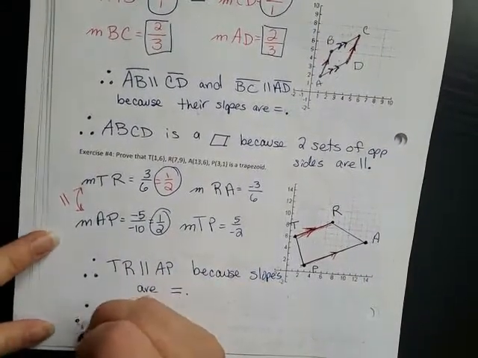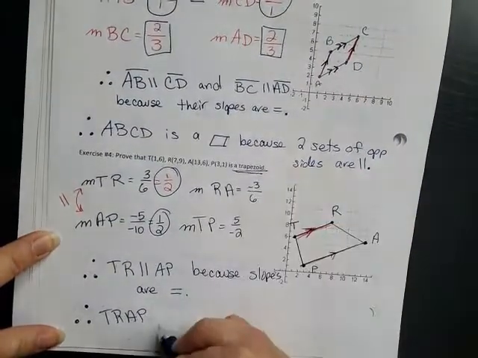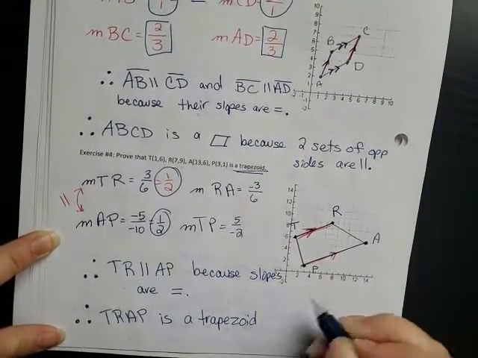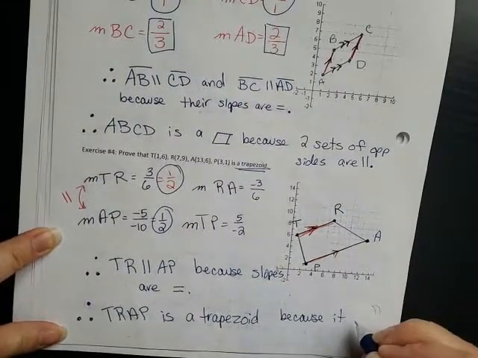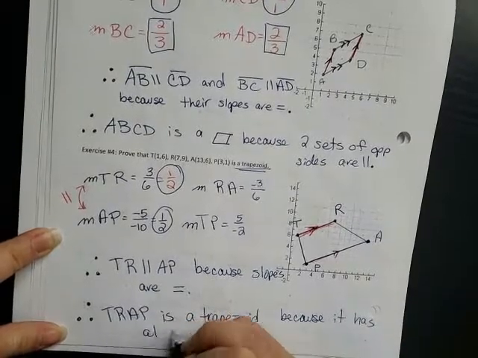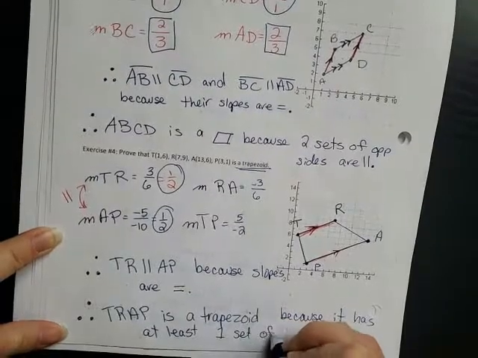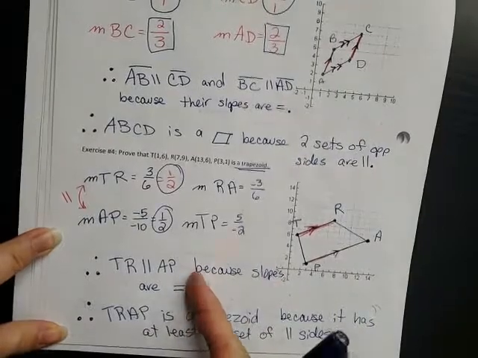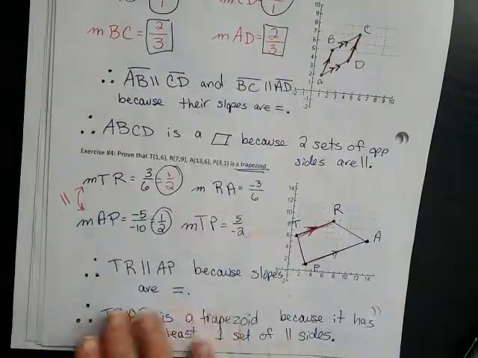And then we can make a final conclusion. TRAP is a trapezoid because it has at least one set of parallel sides. And which sides do you ask? The ones we just stated here. So again, that's why we needed both statements. So those are the 4 proofs we're doing today. Again, we were just counting a bunch of slopes, rises, and runs.